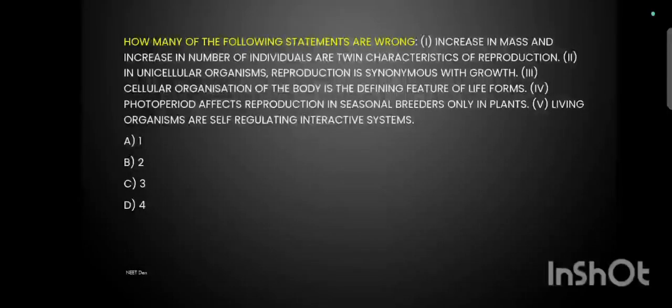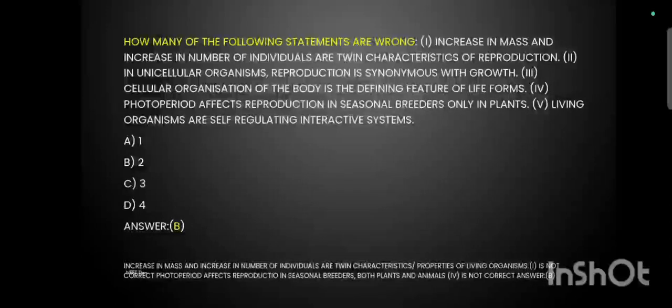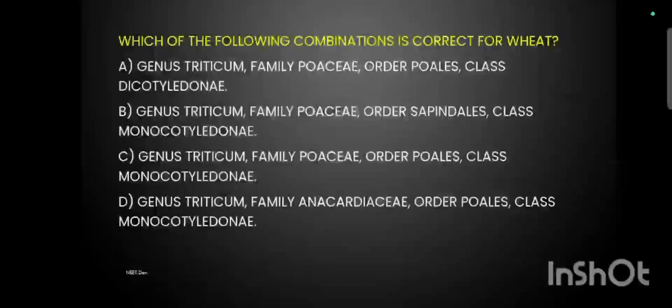So the options given are A, 1, B, 2, C, 3 and D, 4. So the answer is B, that is, two statements are wrong. Statement 1, that is, increase in mass and increase in number of individuals are twin characteristics of growth. And statement 4, photoperiod affects reproduction in seasonal breeders not only in plants but also in animals.